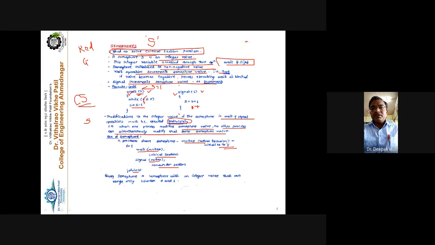For example, see here, wait(mutex). It is initialized to 1. So wait(1) means what? Wait(1) means S = 1, so mutex = mutex - 1, and that value now becomes 0.